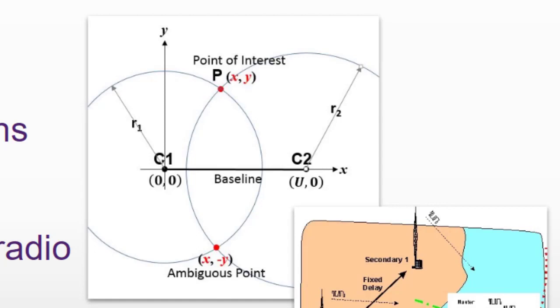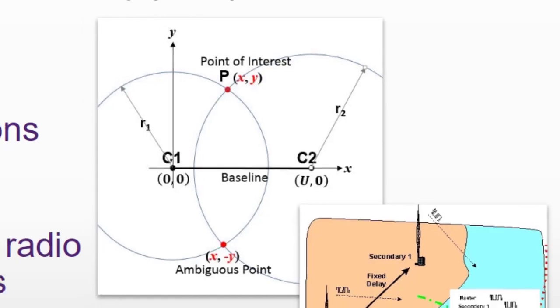And then where those two circles intersect, it creates 2 points. And typically we discard the ambiguous point, which is the point, for example, on the other side of the ocean or on the other side of the world, to then calculate our position, in this case, P.